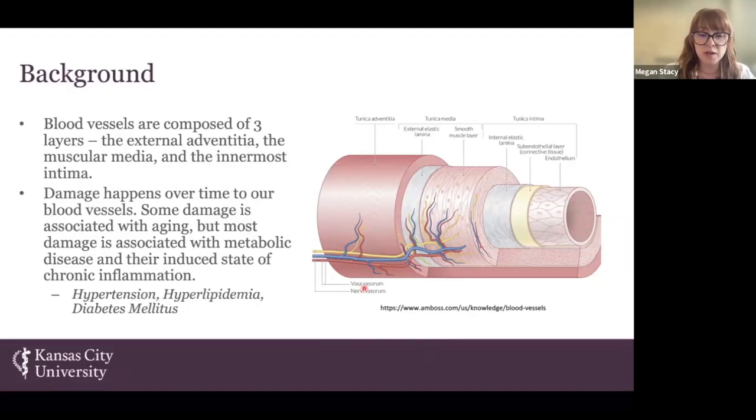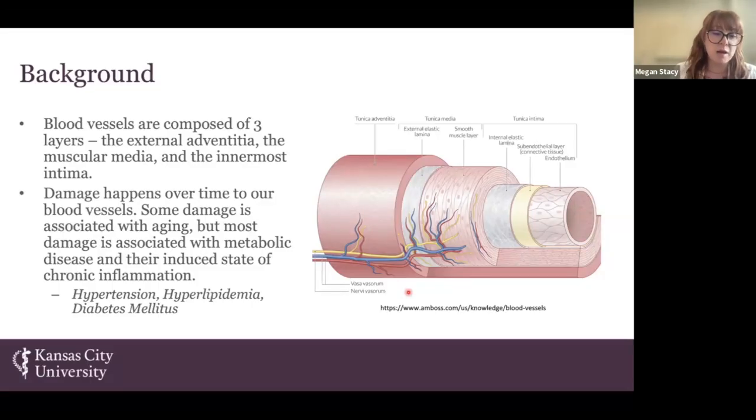And then in this image, we also see vasa vasorum, which are small blood vessels that feed the tissue of larger blood vessels in our body. And then I'm also going to be referencing throughout this presentation the concept of perivascular adipose tissue, and that would just be fatty tissue surrounding the blood vessel.